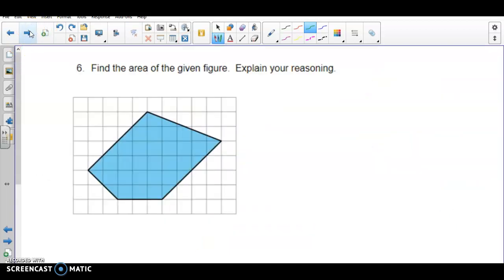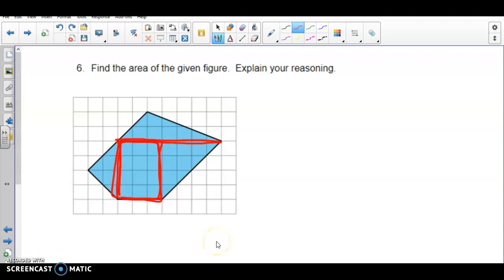Number 6 is finding the area of the given figure. So we're going to explain our reasoning. Well, what we might want to do when looking at this parallelogram is to break it up into shapes that we know. So here's a shape that I know. Here's another shape that I know. And here's another one and another one. So I'm going to break it up into a couple triangles and a rectangle.